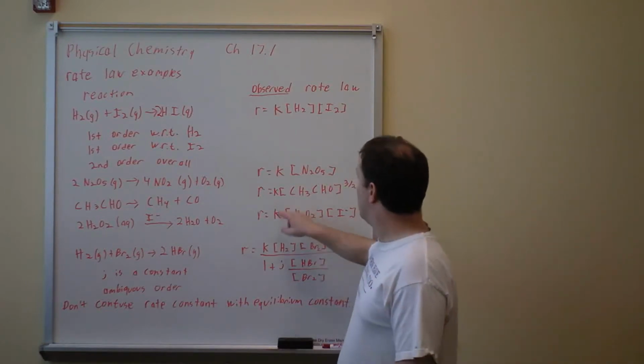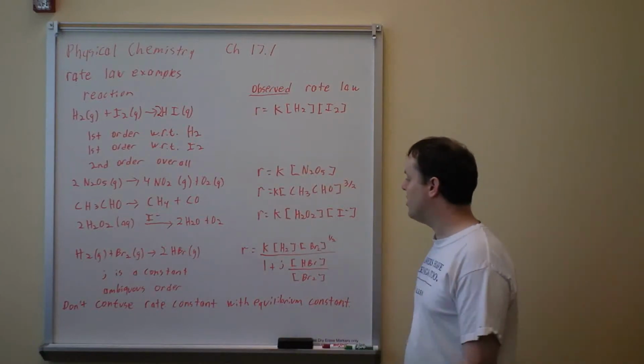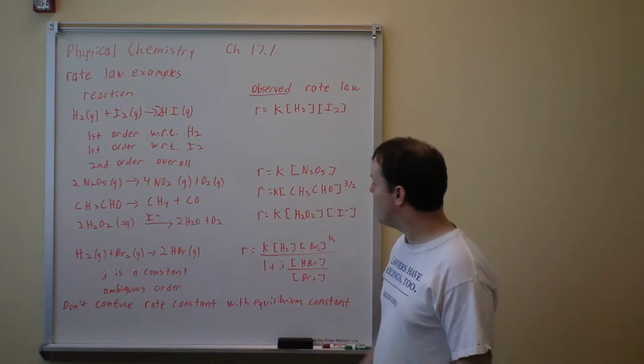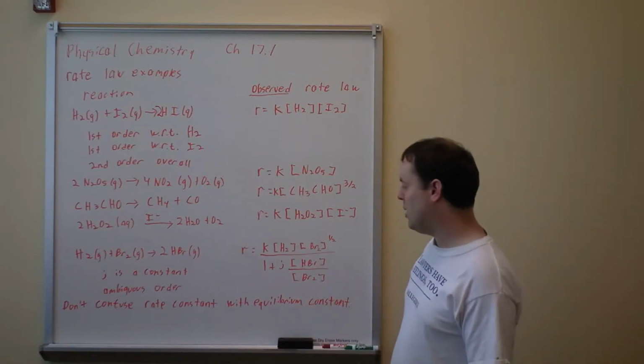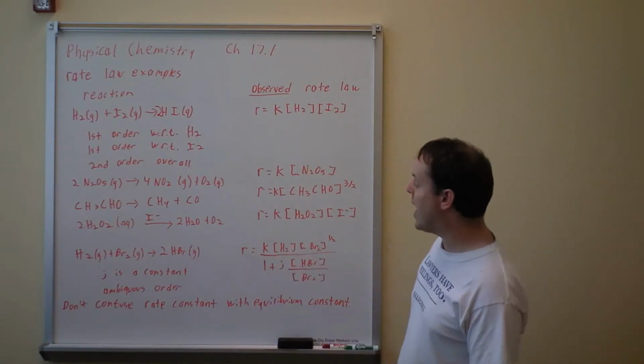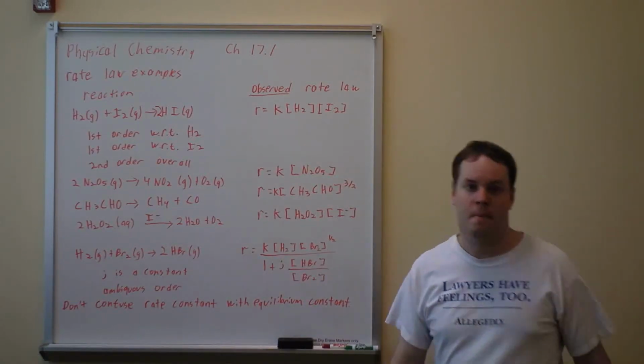Also remember, not only are all these k's different from each other, specific to each reaction, plus dependent on temperature and pressure, but you also had a constant in the equilibrium reactions, and don't confuse the constant for this rate reaction with the constant for the equilibrium reaction. It's a totally different thing going on.